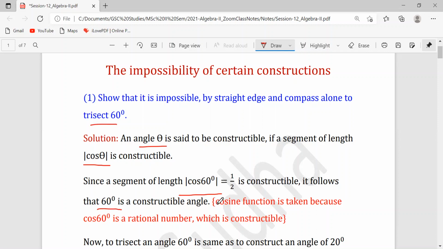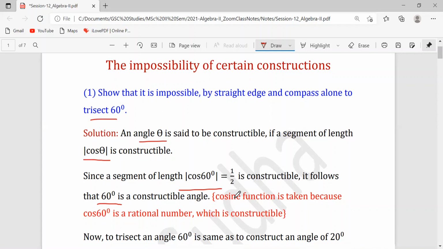Here we are taking the cos function because cos 60 is a rational number. Whereas if you take sine 60, it is root 3 by 2. So there comes root 3, an irrational number. So for our calculation purpose, let us avoid irrational numbers.